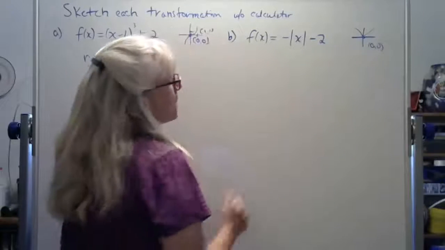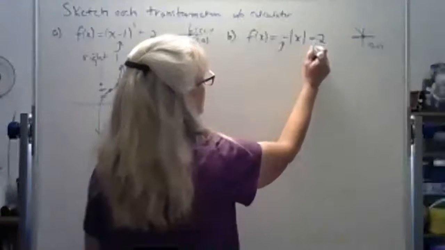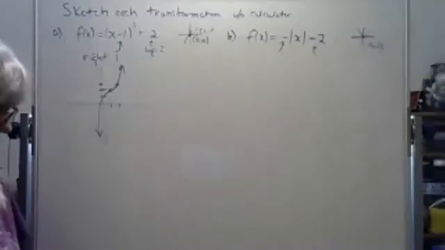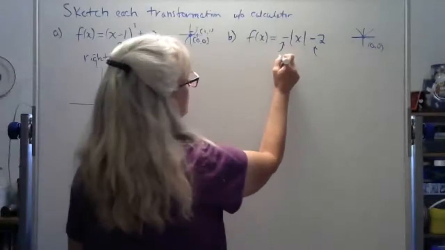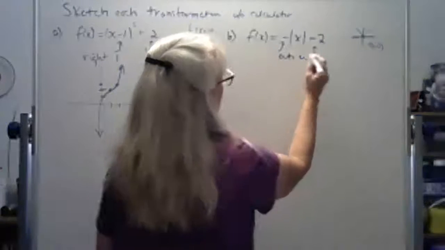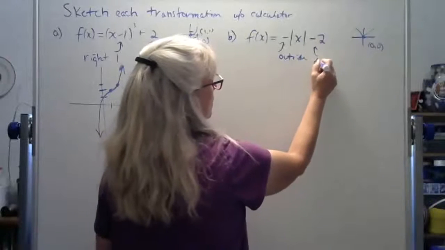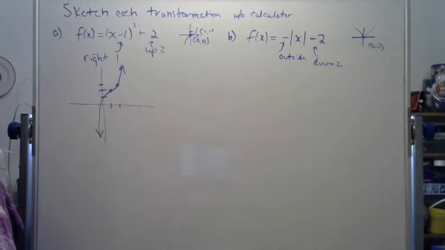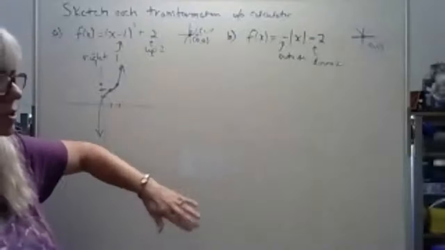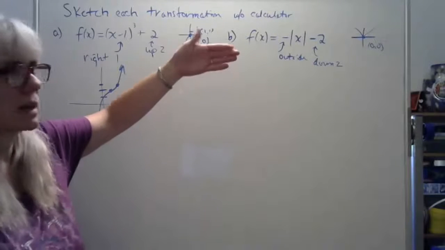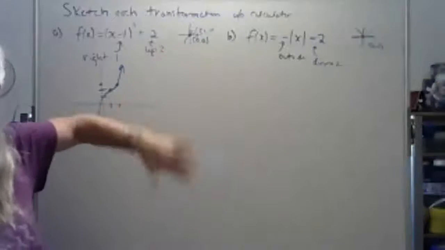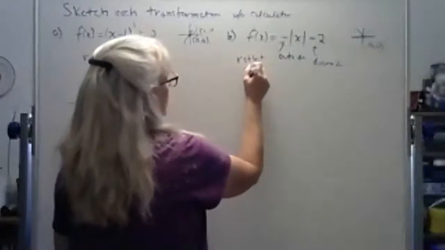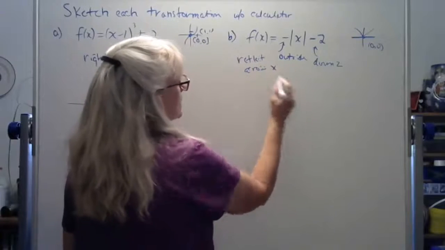Okay, let's talk about what's happening. You have a negative here and you have a -2 here. Are they inside or outside? Outside. Yep, they're both outside. Okay, so we know that this -2 is going to go down 2. Okay, what about that negative that's out in front? So again, we're changing things in the y direction. You're taking anything that is positive in y and making it a negative y. So we're going to flip it down. So we're going to reflect across the x-axis.